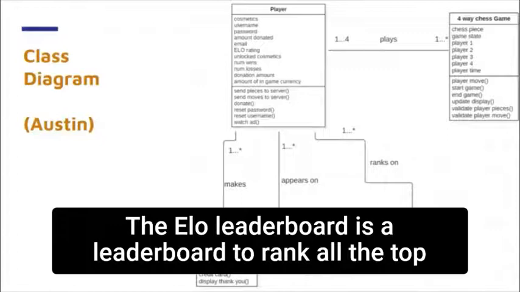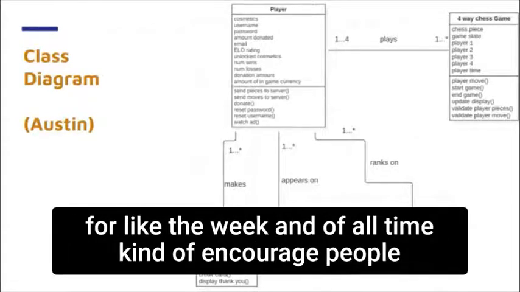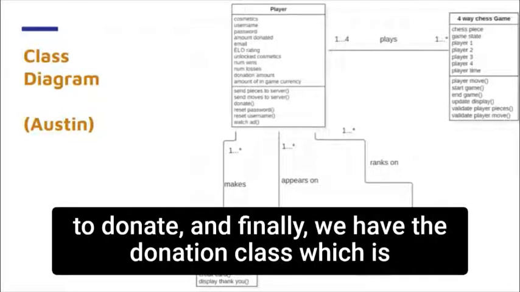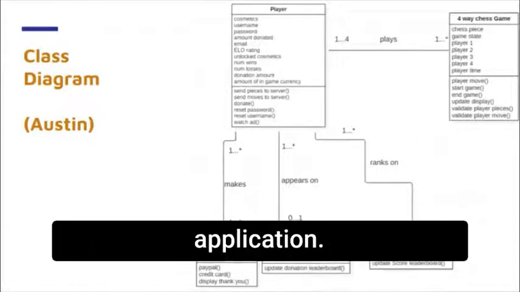The ELO leaderboard is a leaderboard to rank all the top players. The donation leaderboard is to rank all the top donations for the week and of all time, to kind of encourage people to donate. And finally, we have the donation class, which is going to handle all the payments and donations for our actual application.